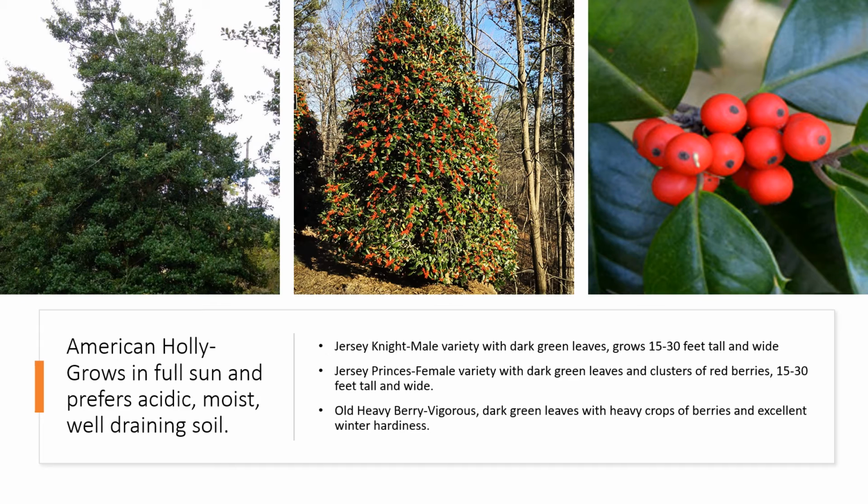Remember, you will need a male variety to go with a female variety to get the berries, which is what most of us are looking for. The Jersey Knight there grows about 15 to 30 feet tall and wide. And then there in the middle is a Jersey Princess, which is the female variety. It does have the dark green leaves and clusters of red berries, and you can see there the male cultivar has no comparison in the beauty of the female cultivar with the red berries. But you can see there's a lot of berries on this tree.